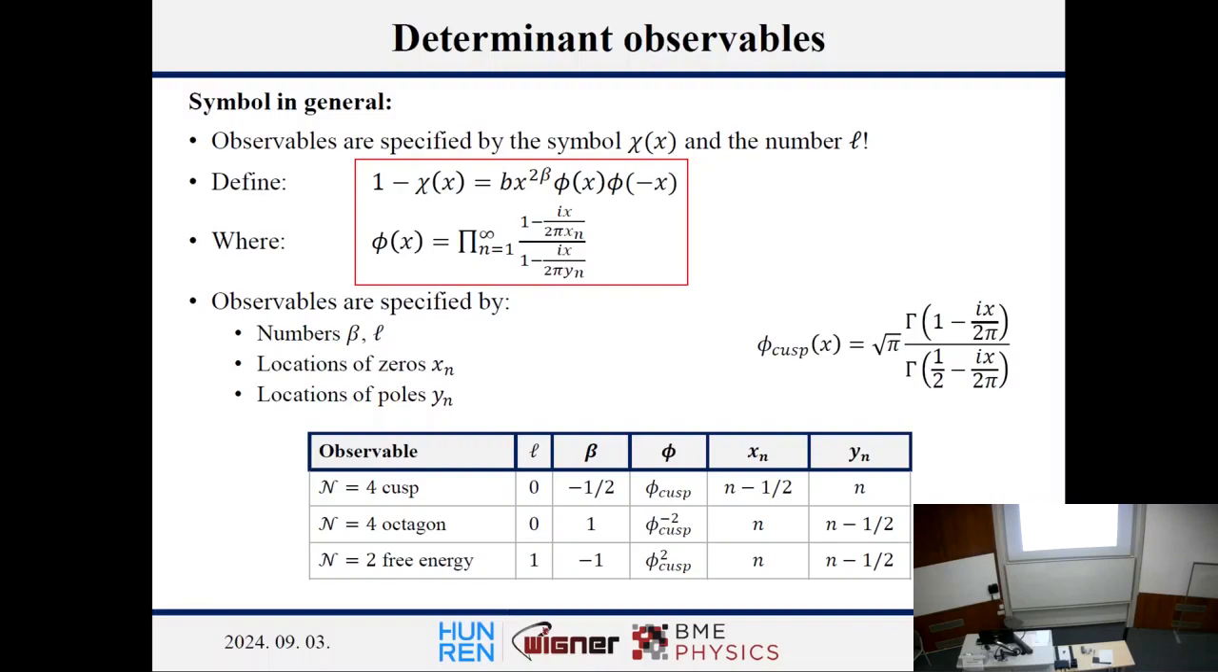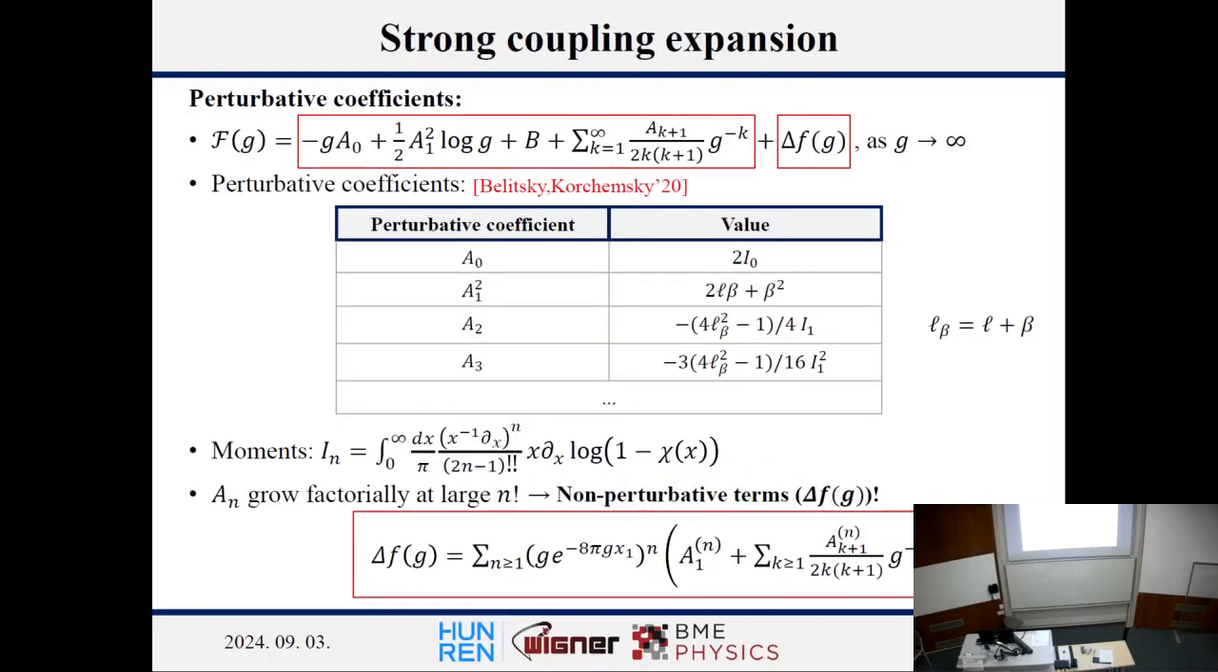It's not so important in our case. What is important is that you need only this information. So if you consider the large coupling expansion, it was previously shown by Belitsky and Korchemsky how it should look like. First, you have an expansion in 1 over g. There is a g term, a log g term, a constant, and powers of 1 over g. And they established a method by which all of these coefficients can be calculated very effectively.